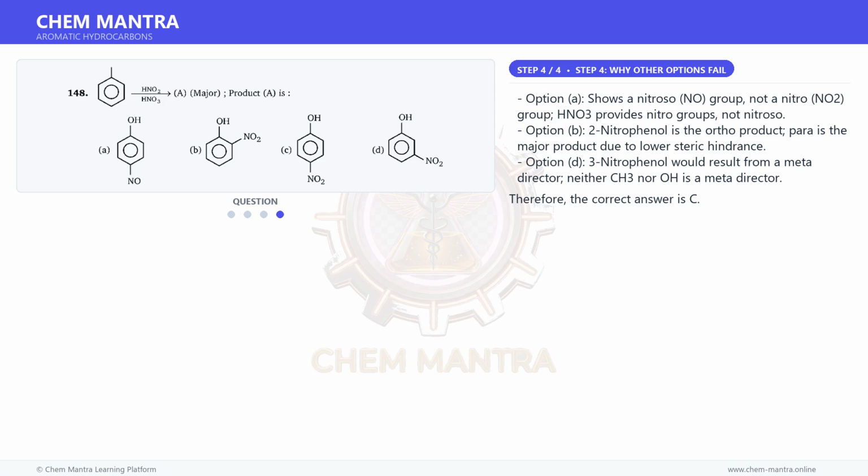Option A shows a nitroso, NO group, not a nitro, NO2 group. HNO3 provides nitro groups, not nitroso. Option B, 2-nitrophenol, is the ortho product; para is the major product due to lower steric hindrance. Option D, 3-nitrophenol, would result from a meta-director, but neither CH3 nor OH is a meta-director.